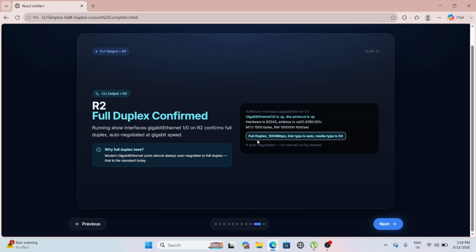So I have configured both in a real-time environment to show how it works in our real-time networks. This is where theory becomes practical. We are not just memorizing the definitions of simplex, half duplex and full duplex. We can actually see the configuration on a networking device.